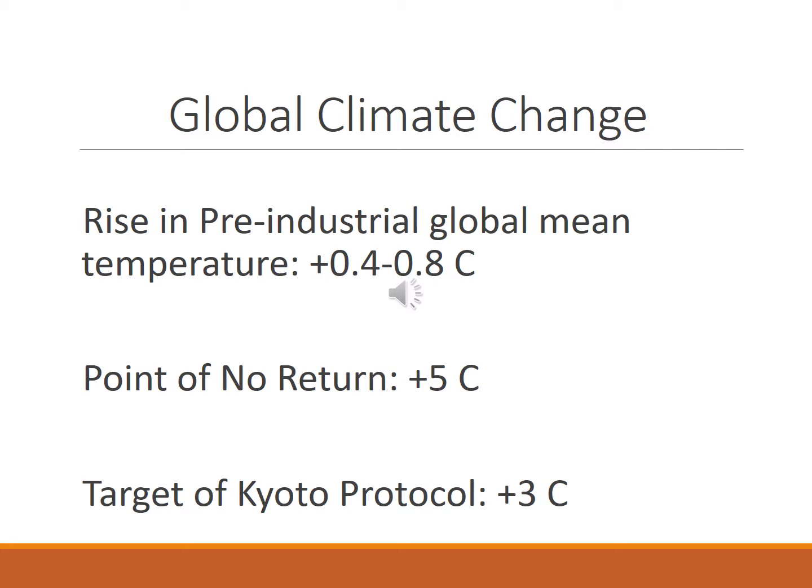The first attempt to tackle this problem globally was the Kyoto Protocol that was passed in 1999. It set a target of only a 3 degrees Celsius increase, which was considered a fairly radical target at the time. As we'll see in a moment, however, the Kyoto Protocol was more or less ignored.